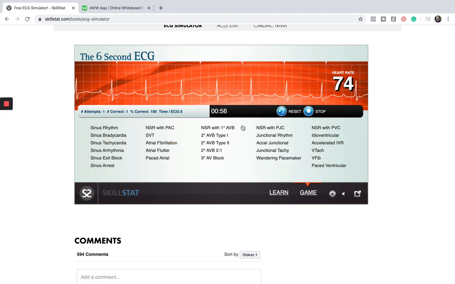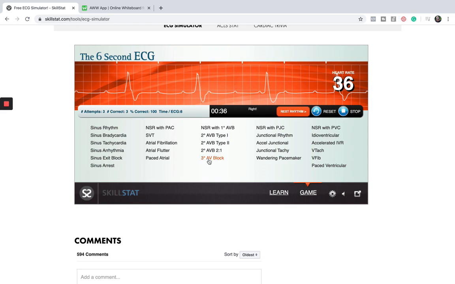Then you look at this and you go, okay, let's see here. The PRI is a little long, and it's 74. What is this, guys? What do you think? I'm going to go with this one. Right. Okay. So look at this one. The PRs are kind of all over the place. I'm going to go with third degree heart block. See, that's how you play the game. Then it will time you. The faster you get, the better.